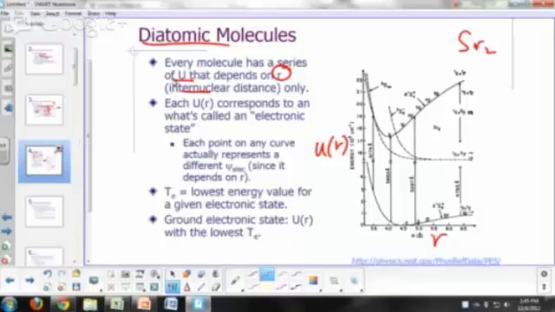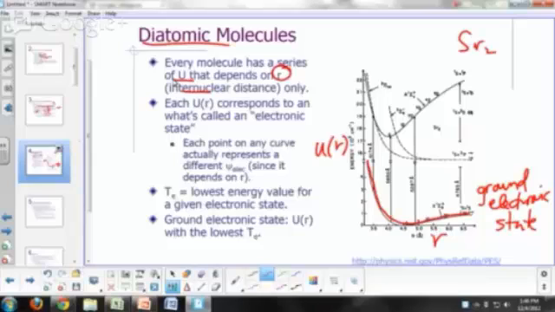Okay, so the lowest possible potential energy curve down here is what you would call your ground electronic state. Each of these functions, so this would be an excited electronic state, and this is another excited electronic state.